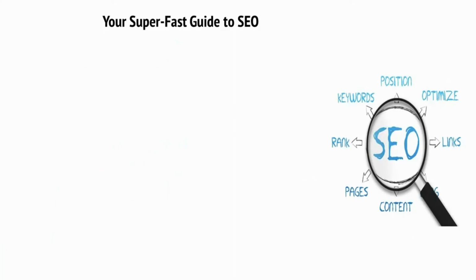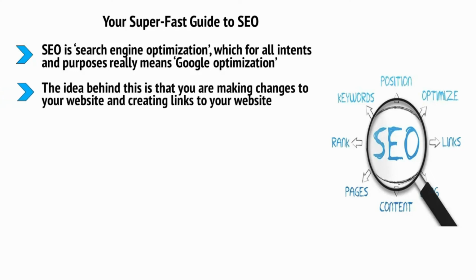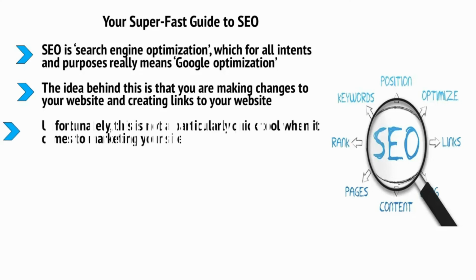Your super fast guide to SEO. This would not be a training on internet marketing though if we didn't at least touch on SEO. SEO is search engine optimization, which for all intents and purposes really means Google optimization. The idea behind this is that you're making changes to your website and creating links to your website, and in this way, you're going to make your site more likely to show up in the search results when someone looks for something related on Google.